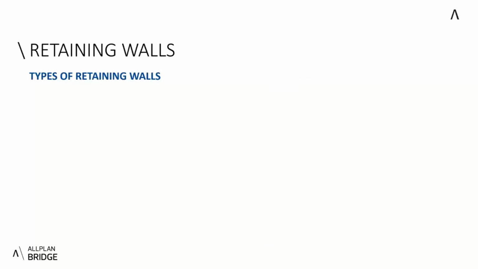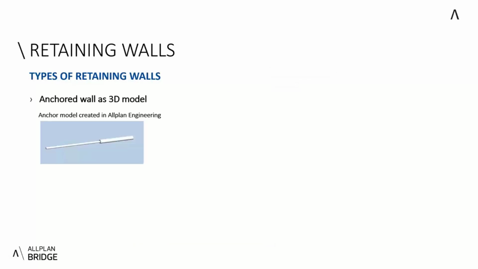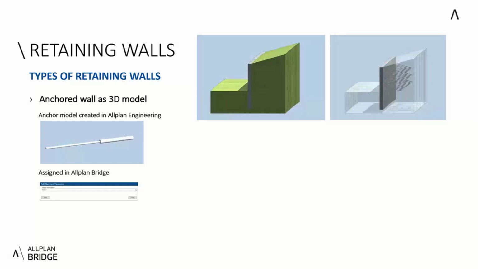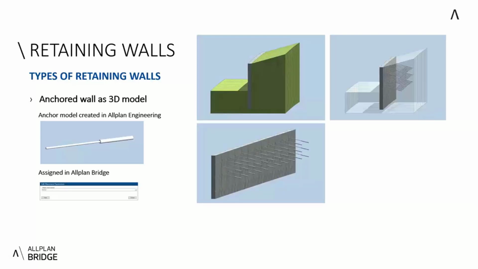But before we export the model, we need to prepare the anchor model in Allplan Engineering, where we save it to our library. The next step, once this is created, we need to assign it in Allplan Bridge so that it knows its position, its parametric position on the model. This is now the model exported. We don't see the anchors yet because we need to apply some transparency to the model. Once we apply the transparency, we see at the back, in the soil, these soil anchors. Now you see the wall? We also see a very nice representation of all these anchors at the wall.